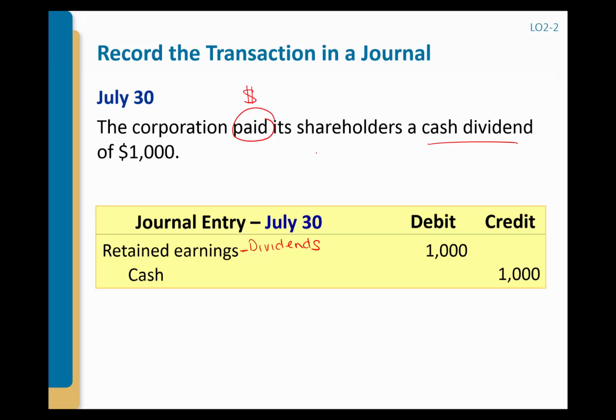Because remember, we had beginning retained earnings plus our net income minus our dividends equals our ending retained earnings. So just remember that for our statement of stockholders' equity.